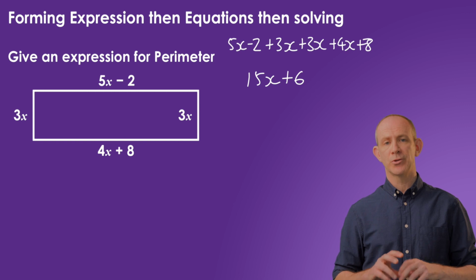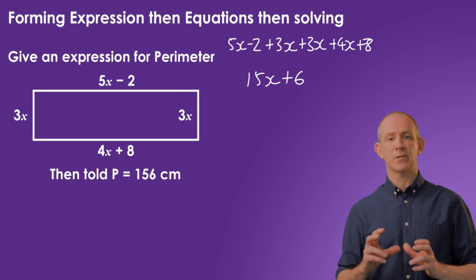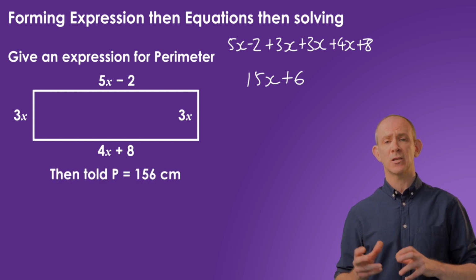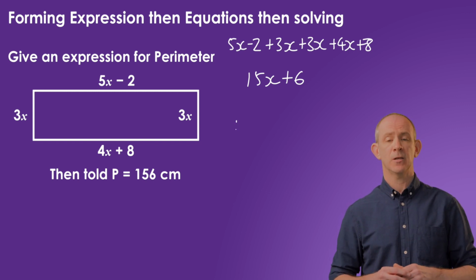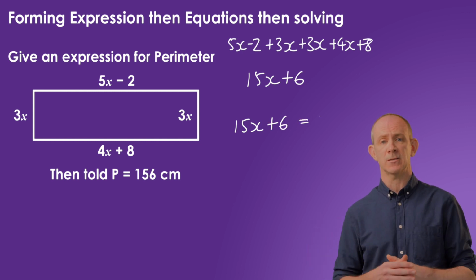We're then told that perimeter equals 156 centimetres, and we can change this from an expression to an equation because we now know what this equals. So we can write 15x plus 6 equals 156.